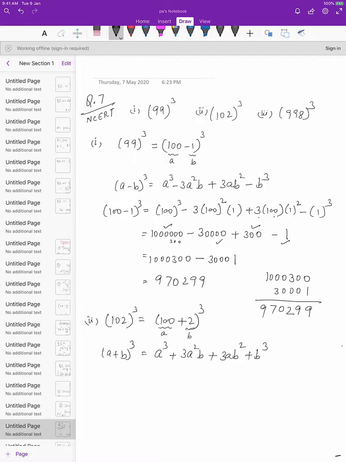You can see it's easy to learn both the identities, A plus B whole cube and A minus B whole cube. Actually the terms are exactly the same, but there is a difference in the signs. That only you have to remember. In plus you have all plus signs, and in minus you can see minus signs in two places. So just take care of where to put the minus sign. So let's find out what is 100 plus 2 whole cube.